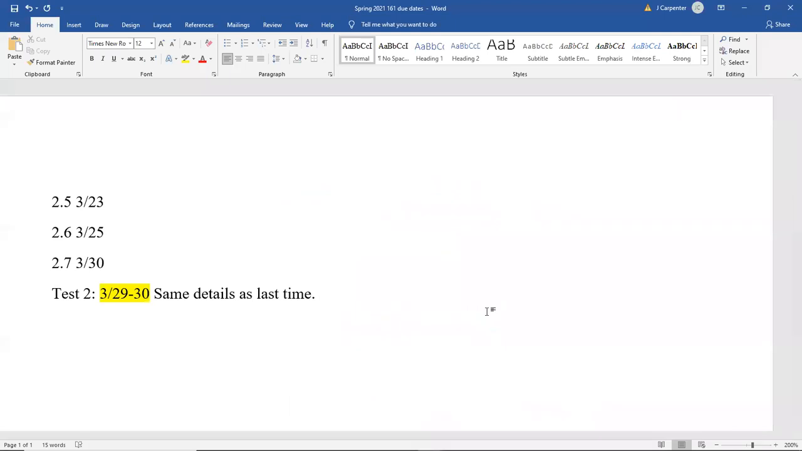So we've got our due dates of everything coming up, including from today to the next week. 2.5 due today, 2.6 next class day. Of course, everything's due by midnight. And then 2.7, which we'll finish in class today, will be due on the 30th. We will cover pretty much everything in 2.8 as well.